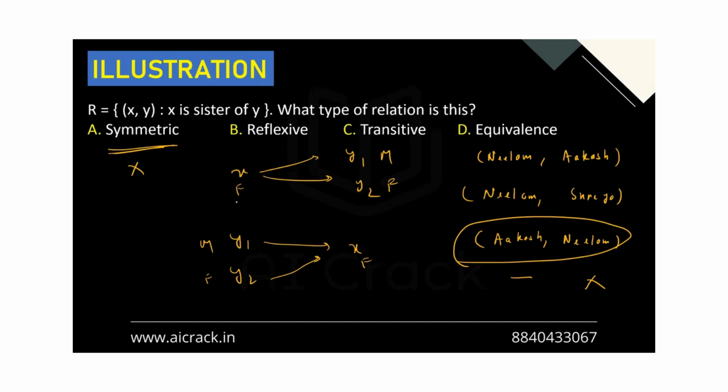Now for it to be reflexive, that basically means given that x is sister of y, x is sister of x. Is it possible? Can one be sister of herself? Right? Not possible. So that's why not reflexive as well. Now the third case, for transitive.